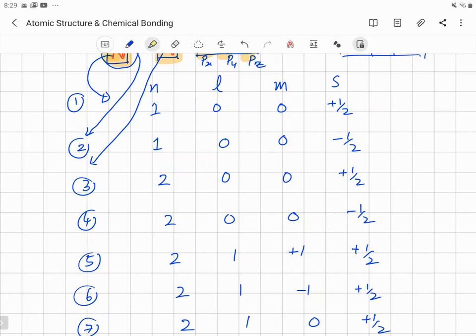At least one of the quantum numbers is different, right? Say, for example, in the case of the first electron, you can see here that only s is changed. s is different, all others are the same. That's what Pauli said. At least one of the quantum numbers should be different. All 4 can be different. Say, for example, you look at these two.